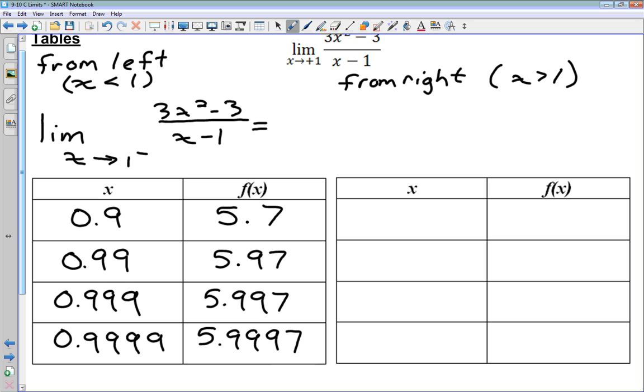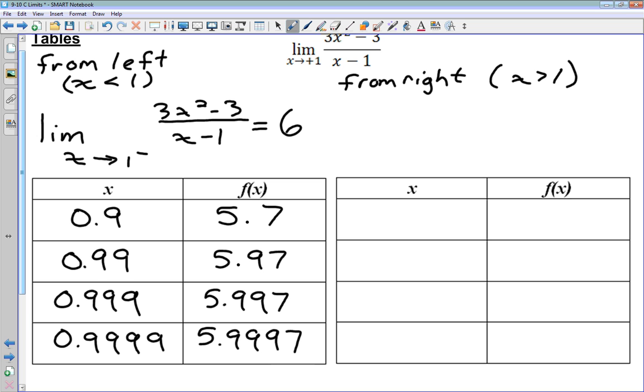So if you look at that second column of that table, what is our limit here? What is the value that these f of x approximations are heading towards? Shane? 6. So we can say that the limit as x approaches 1 from the left of 3x squared minus 3 over x minus 1 is equal to 6.